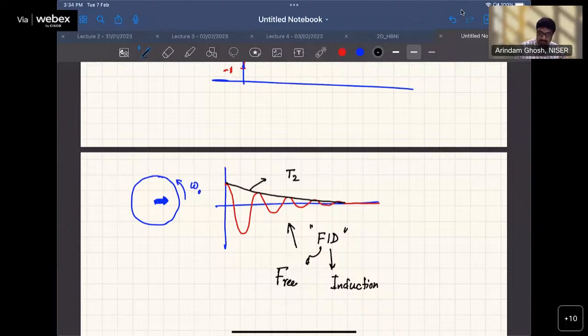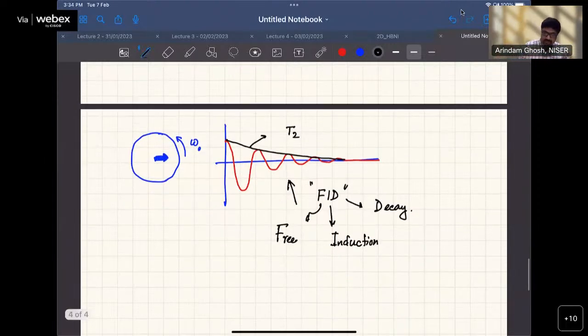Induction and decay. Why decay? Because relaxation is happening. Decay, I can see that decay is happening. Relaxation will happen. So this is decay. So that is why an NMR signal is called free induction decay. Free from pulsing, induction because of the process, decay because of relaxation. Anyway, that's a side remark, FID.